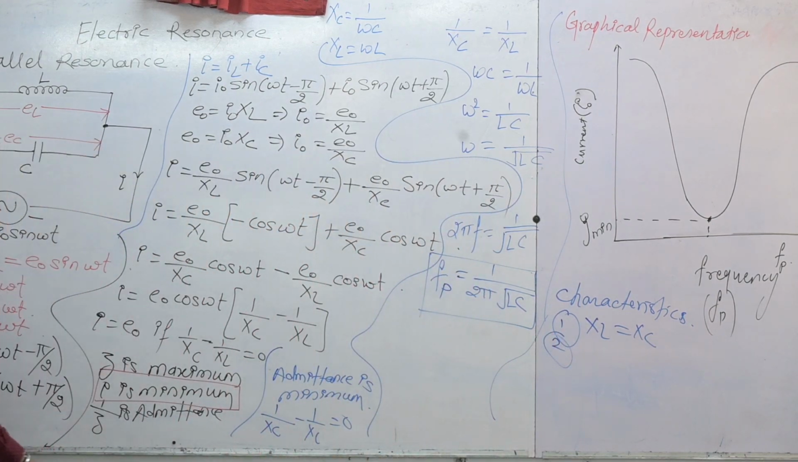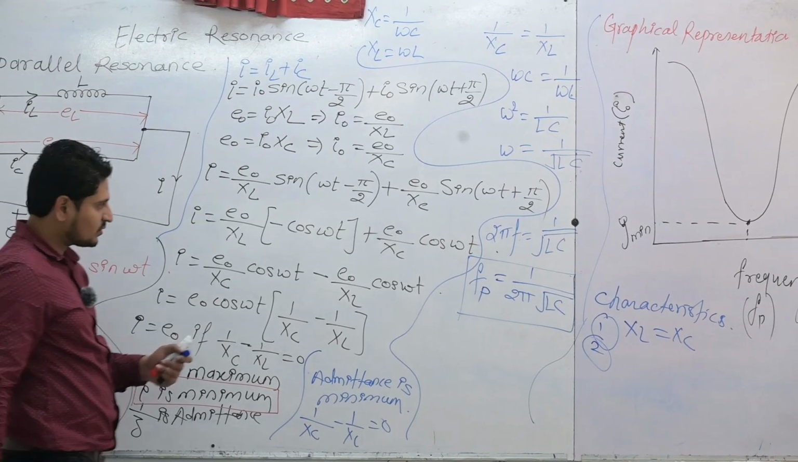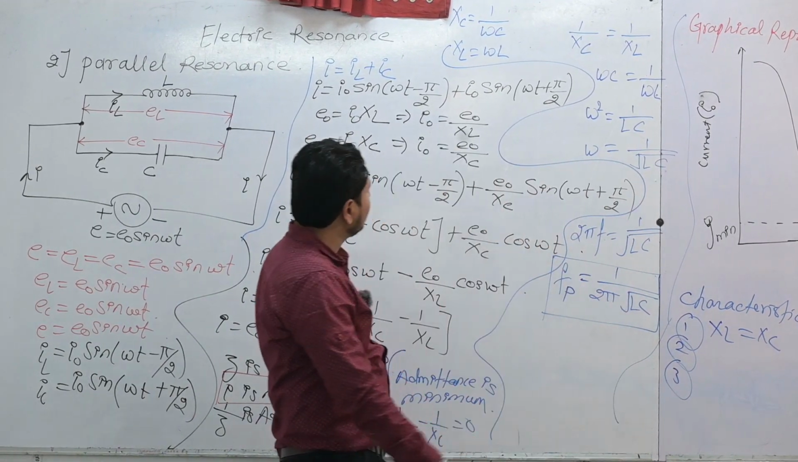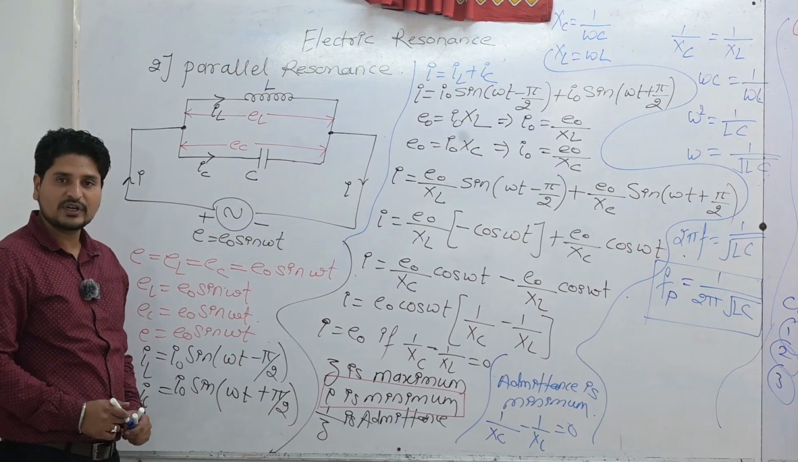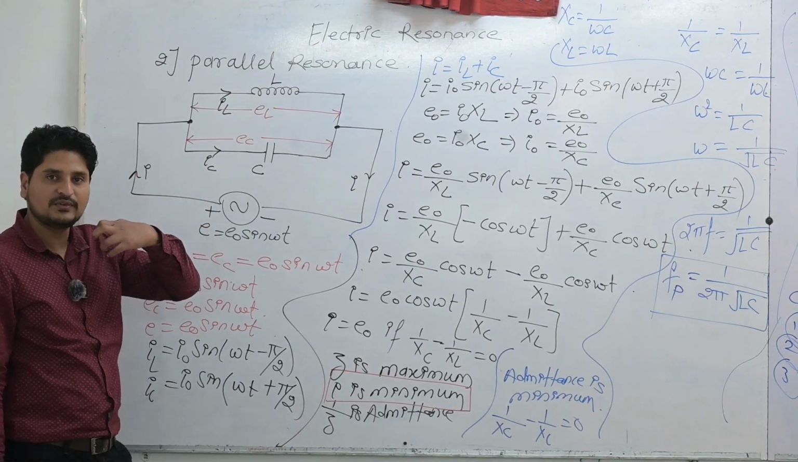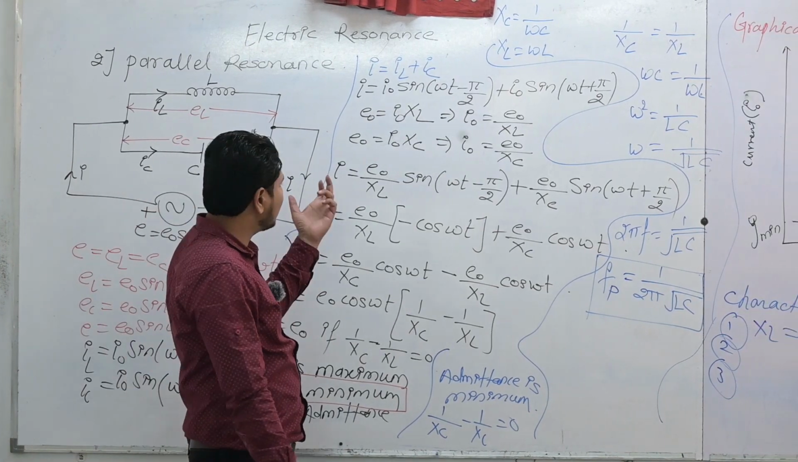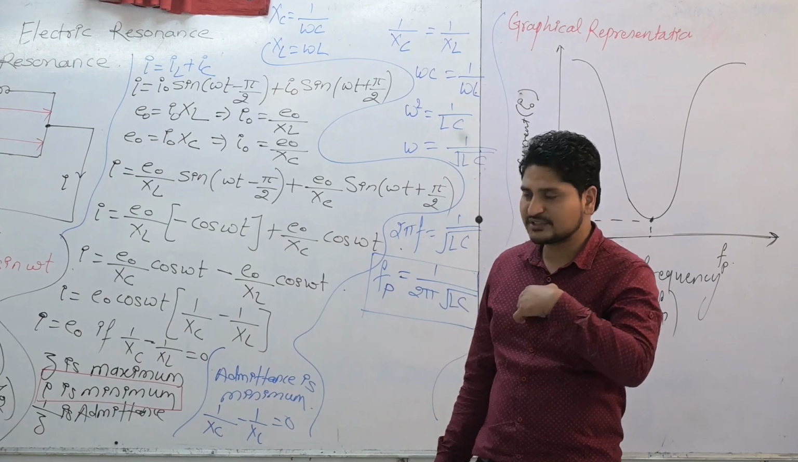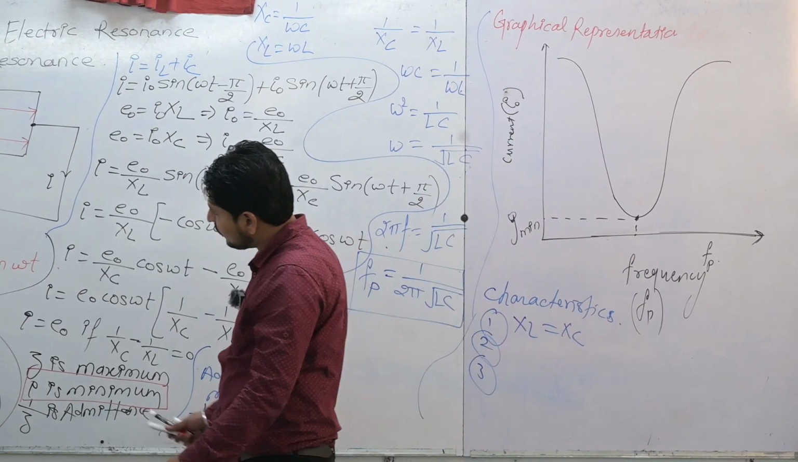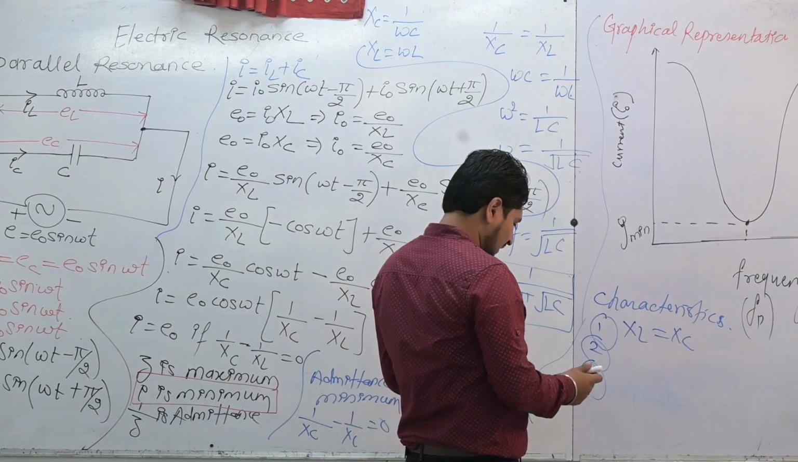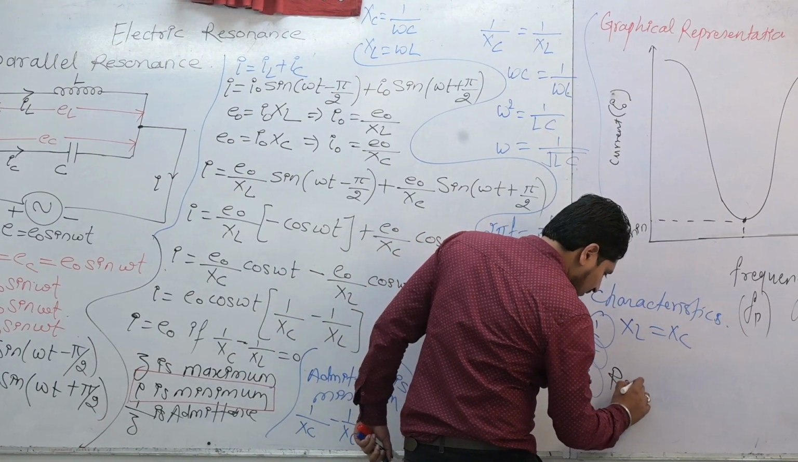And what is our third? This is inductive and this is capacitive, so XL should be equal to XC. Your third characteristic is that, as we said in series resonance, this circuit is receiving only the frequency of maximum current; here it is rejecting the frequency of maximum current, so that's why this is called a rejector circuit.